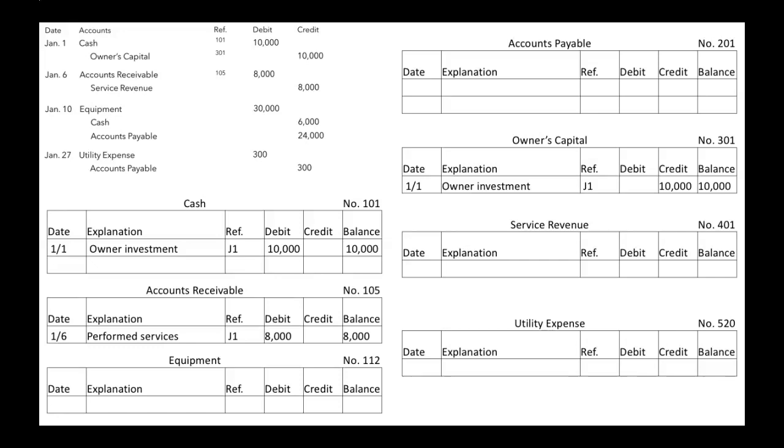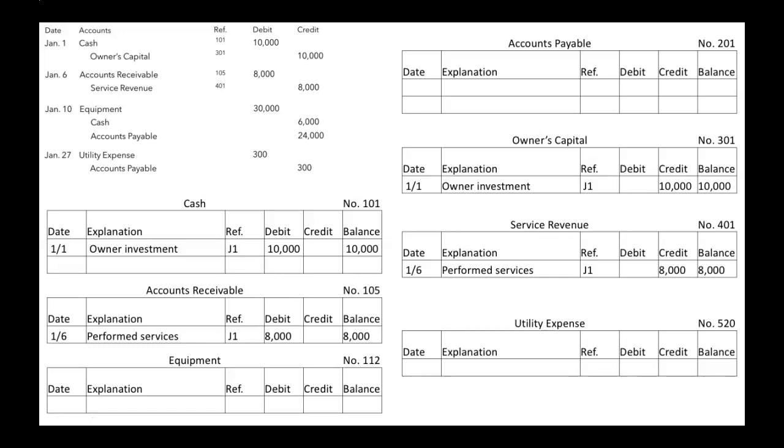Now, we also credited service revenue. So we go over to our service revenue. On January 6th, we perform services. We credit 8,000, so its balance is now 8,000. And we put in the references. So J1 and 401.